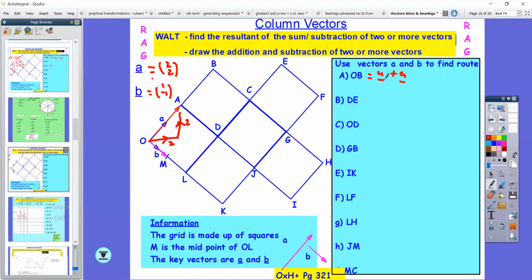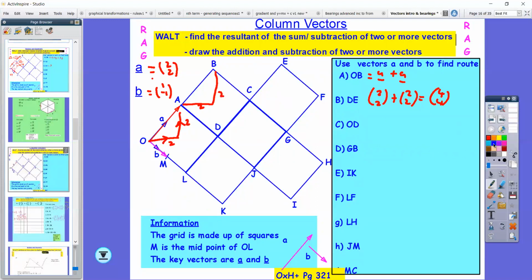What's that in column vector language? That's 2, 2 plus 2, 2. Obviously, they might make that step and say, oh yeah, well, that's 4, 4. It's great because you can actually show them what's going on here, okay? So you've got another one, saying 2, 2.